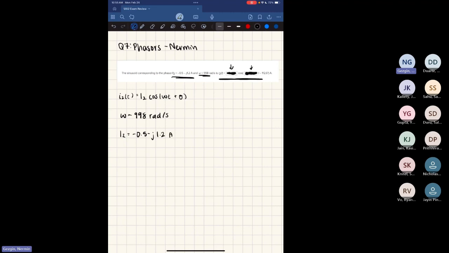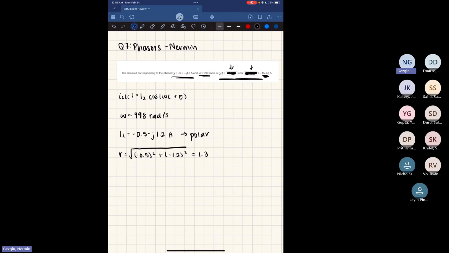Amps, and we need to convert this into polar form. So again, to do that, R is equal to the x component squared, so negative 0.5 squared, then the y component squared, which is negative 1.2 squared. We add those up and then find the square root, and that equals 1.3. We don't actually need to solve for the angle in this because we're already given it. So this is actually all you need for this question.